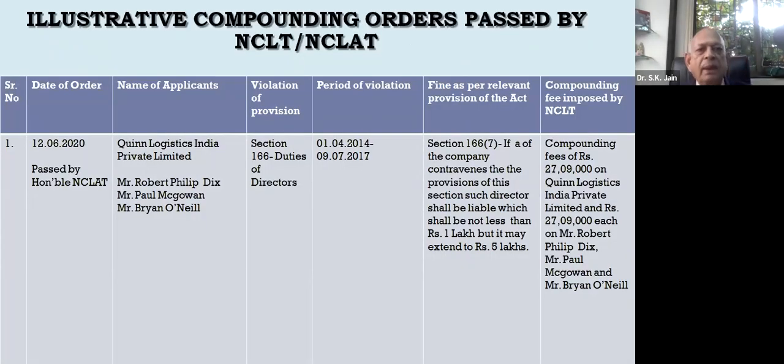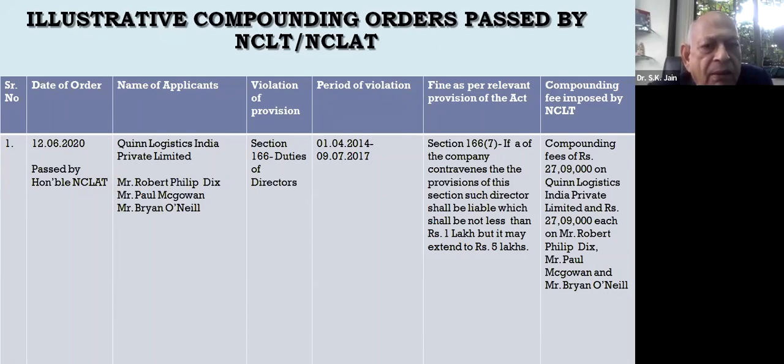Now, various orders have been passed. I have given a summary of a few orders under the Companies Act 1956 as well as under the Companies Act 2013. Let us see. The first order is dated 12/6/2020, passed by NCLAT, in the matter of Queen Logistic India Private Limited. And these are the company as well as the applicants' names.